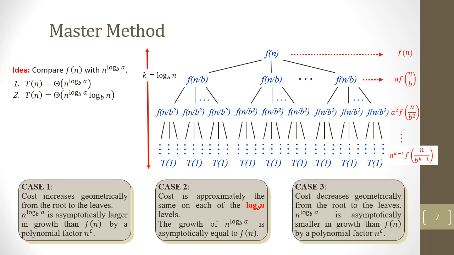In the third case, the cost decreases geometrically from the root to the leaves. So n^(log base b of a) should be asymptotically smaller in growth than f(n) by some polynomial factor n to the power of epsilon. In this case, f(n) is the major factor contributing to the total cost. So the final solution will be T(n) is equal to theta of f(n).